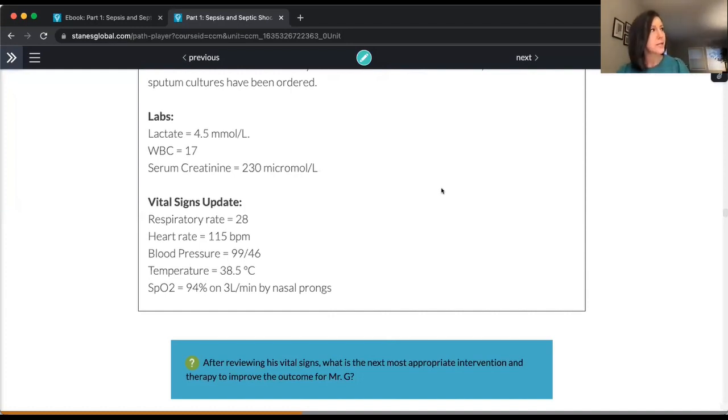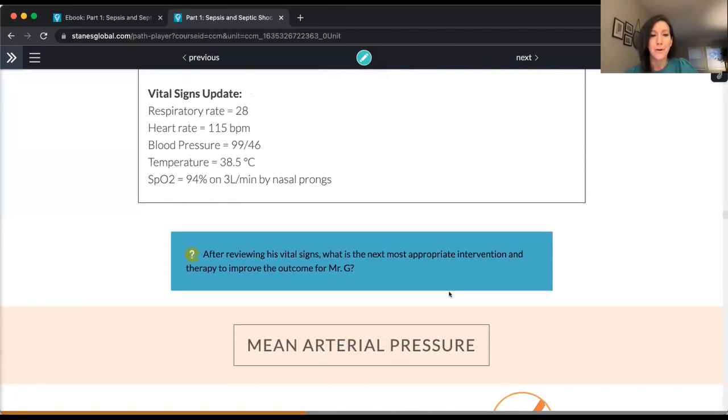You've given him oxygen, you've sent his labs, you've given him fluids. So he's already received the 30 milliliters per kilogram. Okay, some people want to give more oxygen, but most people, an antipyretic. Thank you, Kim Hing. Vasopressors is the most common response. And so why did we decide that he needs vasopressors? So we're going to move on to our next section, and that's mean arterial pressure.